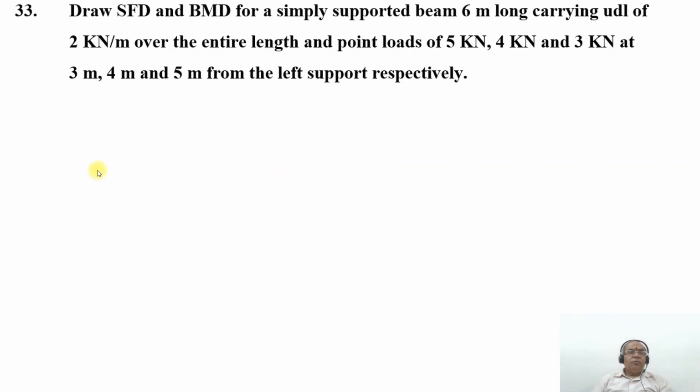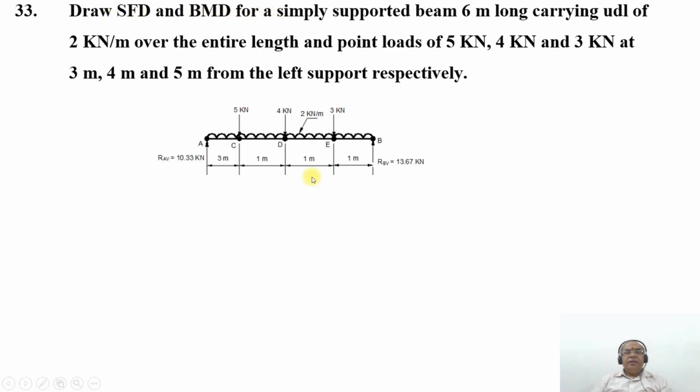Now, we're going to take up one more problem. Problem number 33. Draw the SFD and BMD for a simply supported beam of 6 meters long carrying a UDL of 2 kilonewton per meter over the entire length.